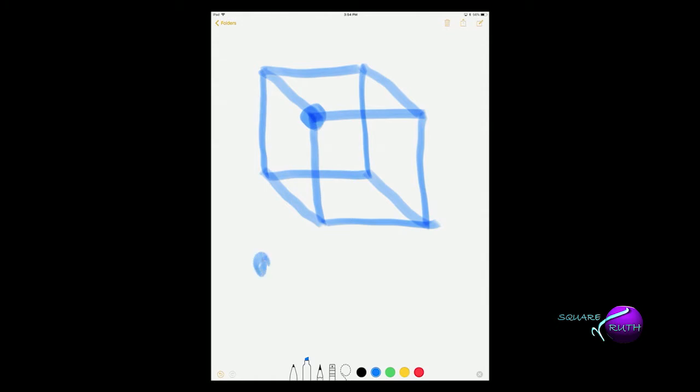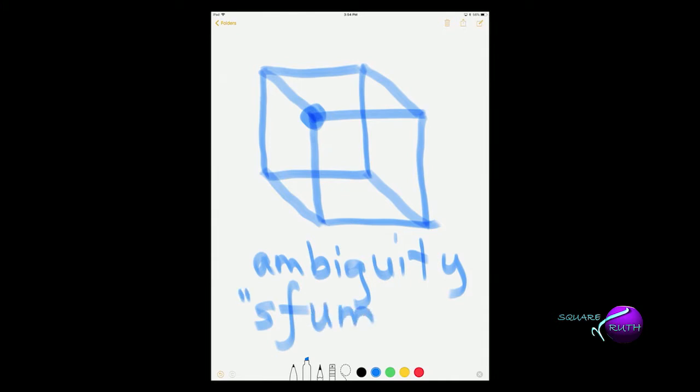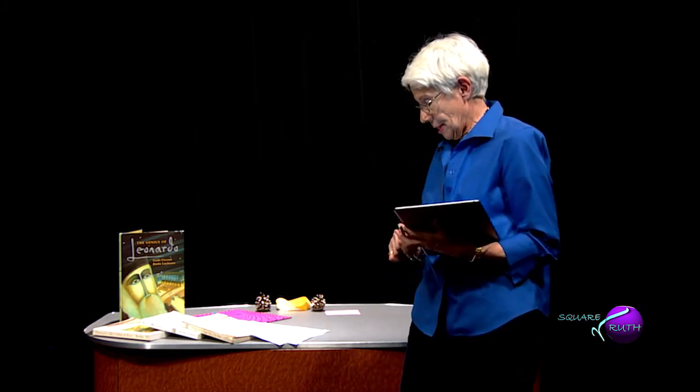This has ambiguity. It has mystery. It has something called sfumato. Leonardo da Vinci loved mysterious things that were not set a certain way. All right, now think about that.